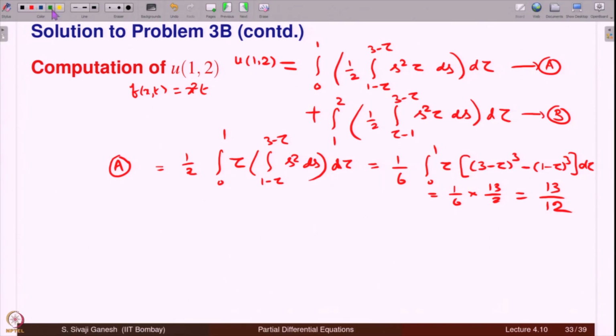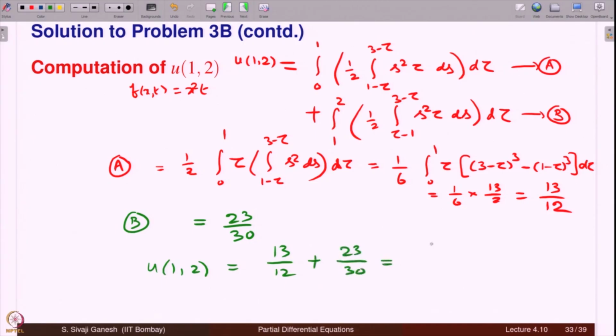Now, B you can compute, and that value comes out to be 23 by 30. It is a matter of integration, so please do it. Therefore, u of (1, 2) is 13 by 12 plus 23 by 30. On simplification, this becomes 111 by 60. So, this is the answer.